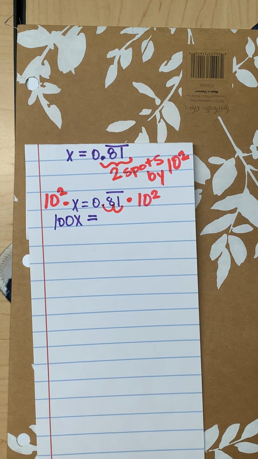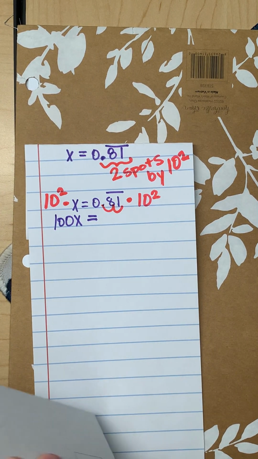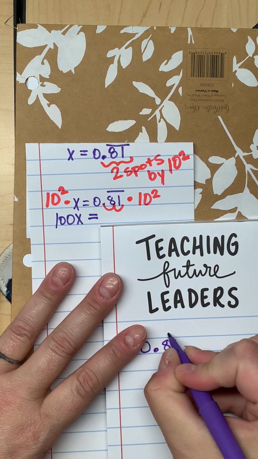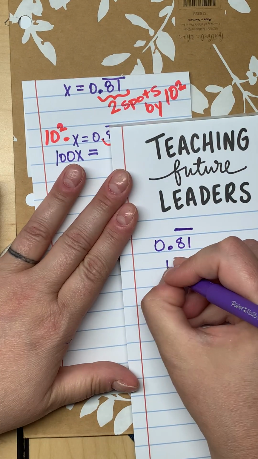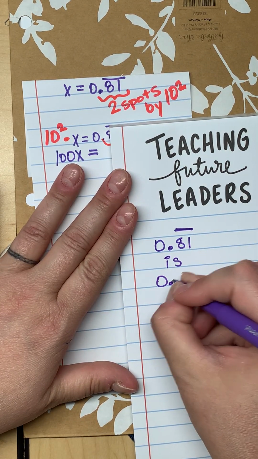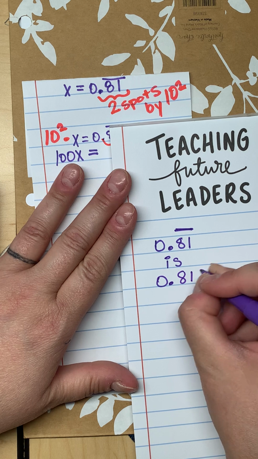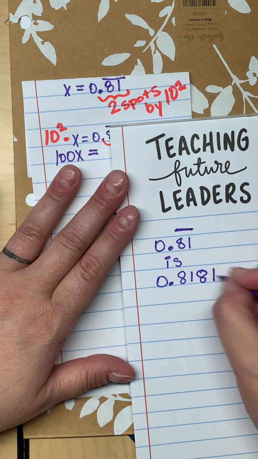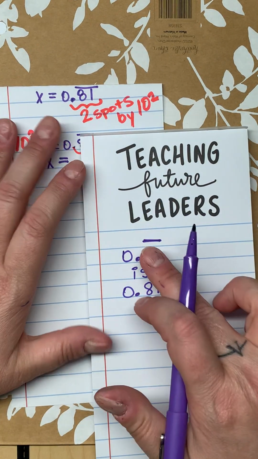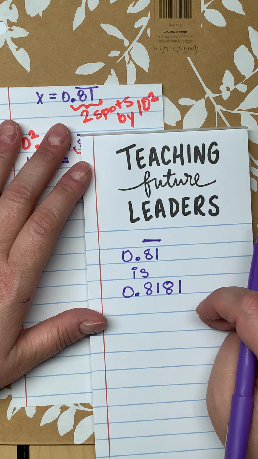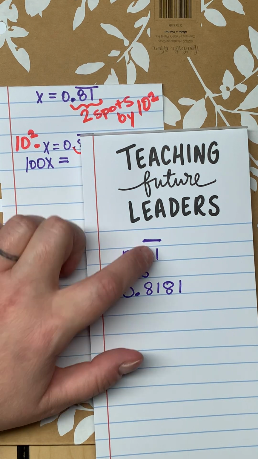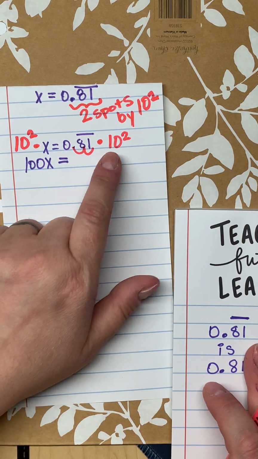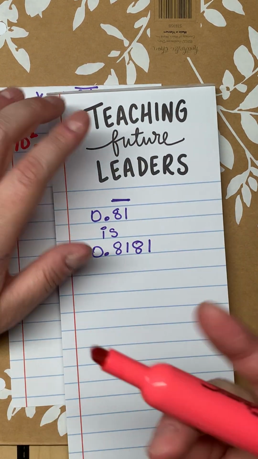So the question is, what do we write down? Well, let's think about this. 0.81 repeat is actually 0.81 81, you get what I'm saying? So the 81 is going to repeat itself because of that bar. Okay, so I just wrote it twice. Now when I multiply it by 10 to the 2, my decimal has to move twice to the right.